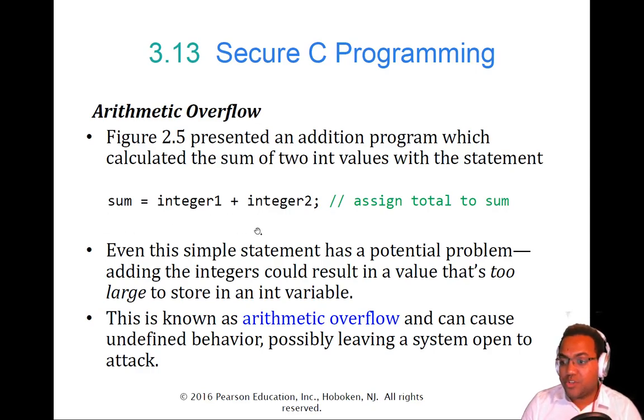Sum equals integer 1 plus integer 2 is an arithmetic overflow. Even this simple statement has a potential problem. Adding the integers could result in a value that's too large to store in an int variable. This is known as arithmetic overflow. This happens in C a lot because C works at the processor level, which means you have to be cognizant of your memory value and buffer overflow. You can't just throw things willy-nilly in there because you're going to get a lot of issues.